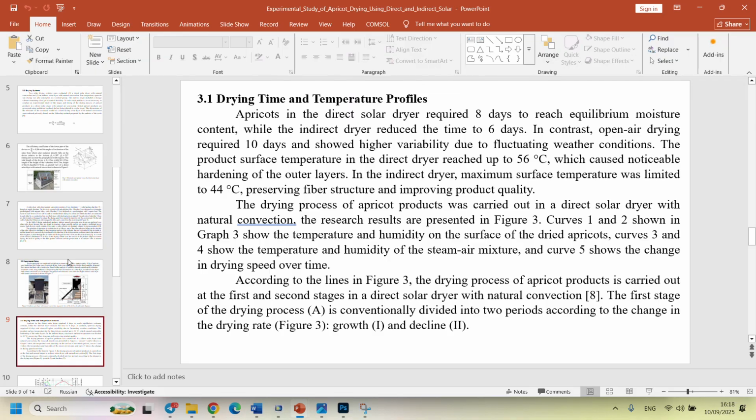The drying process of the apricot product was carried out in a direct solar dryer with natural convection. The research results are presented in figure 1.